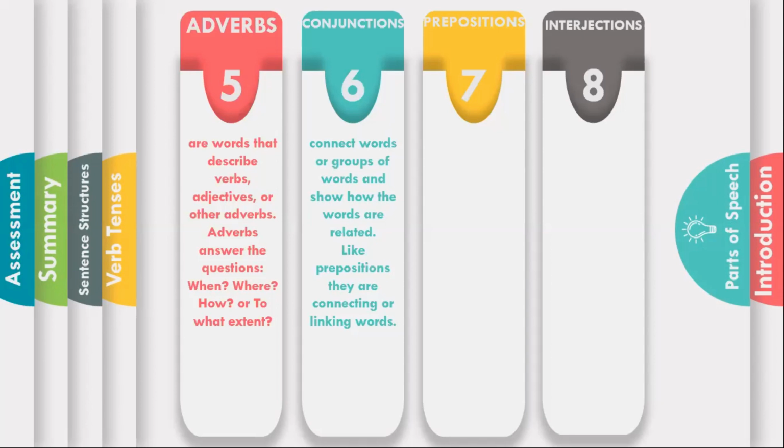Conjunctions connect words or groups of words and show how the words are related. Like prepositions, they are connecting or linking words. They join words, phrases, clauses, and sentences. They are never used to qualify words. They are of four kinds: conjunctive conjunctions, coordinating conjunctions, correlative conjunctions, and subordinating conjunctions.